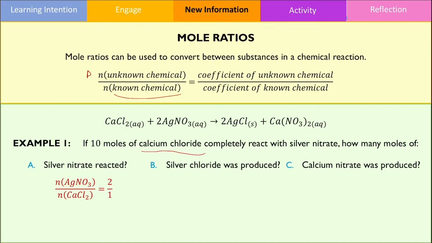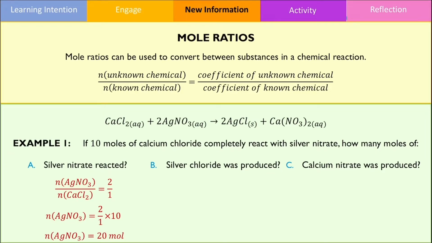What I'm going to do now is rearrange the equation to make silver nitrate the subject. This is saying that the number of moles of silver nitrate required will be 2 times or double the amount of calcium chloride, and since I know that I have 10 moles of calcium chloride, I can substitute that in. Therefore, the number of moles of silver nitrate reacted is 20 moles.